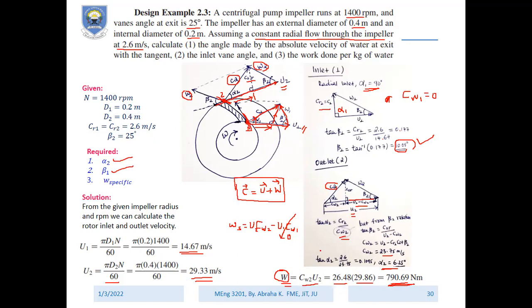So from this problem, what we can generally understand is we can correlate the velocity triangles to calculate the specific work, and also the missing angles, the blade angles and the flow angles, can be calculated. So this needs careful analysis, and it's interesting, and thank you.